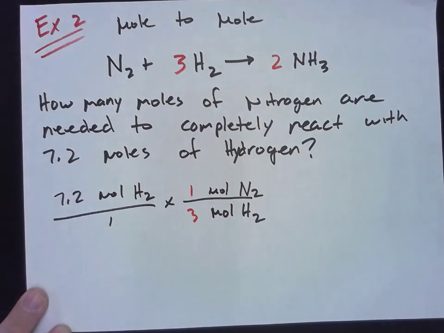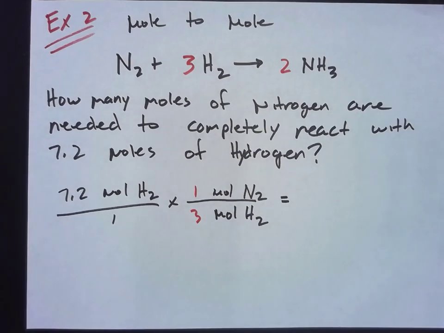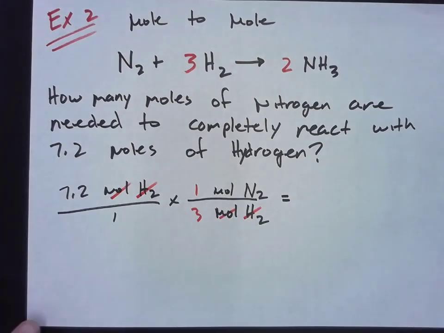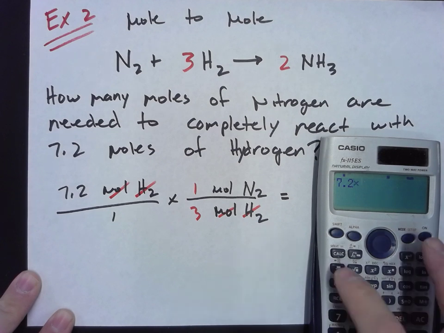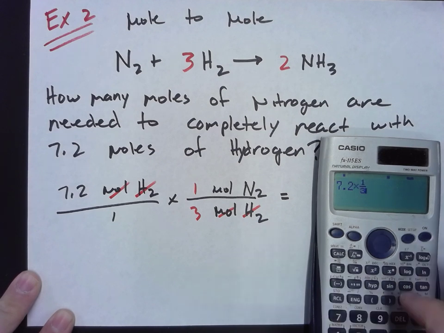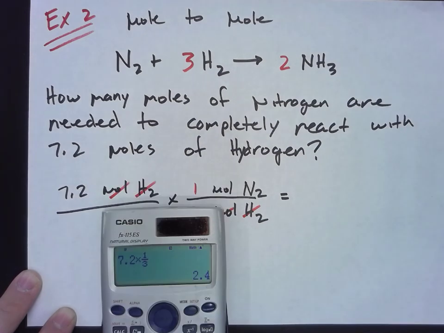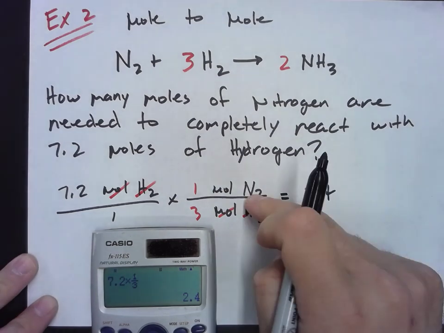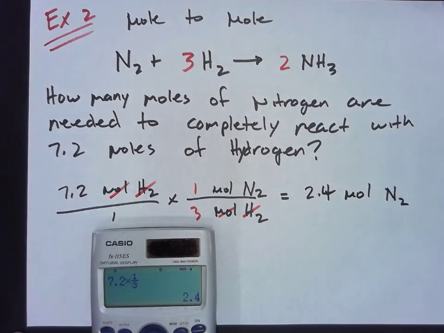Go ahead and copy that down. I can cancel out my units, in this case moles of H2, and I can do my math: 7.2 times 1 over 3. 2.4 is my answer. There it is. So 2.4, and what is my units? Moles of N2. I'm going to go ahead and stop the video and do part 2 on mass to mass stoichiometry.